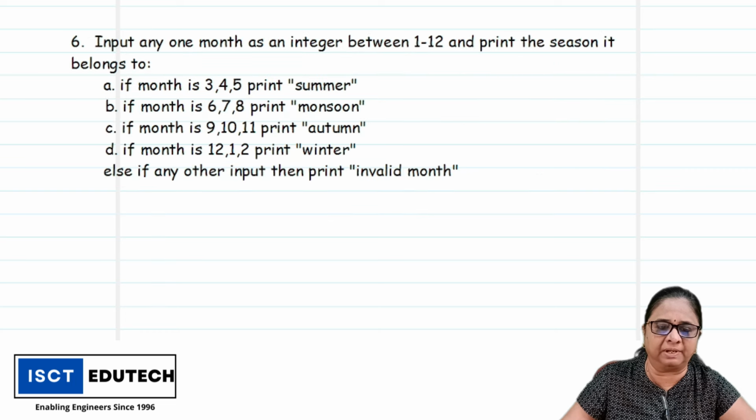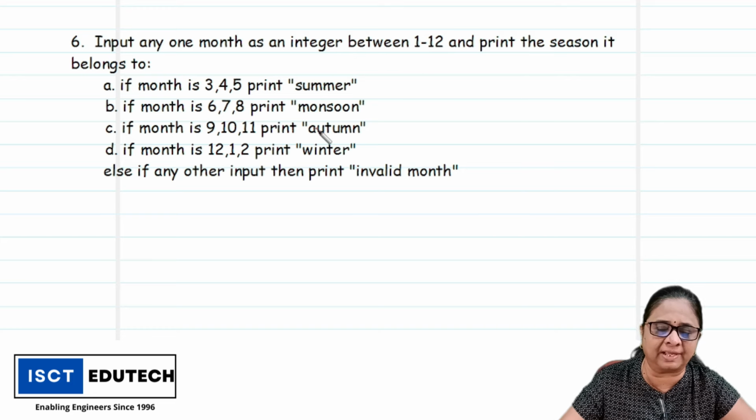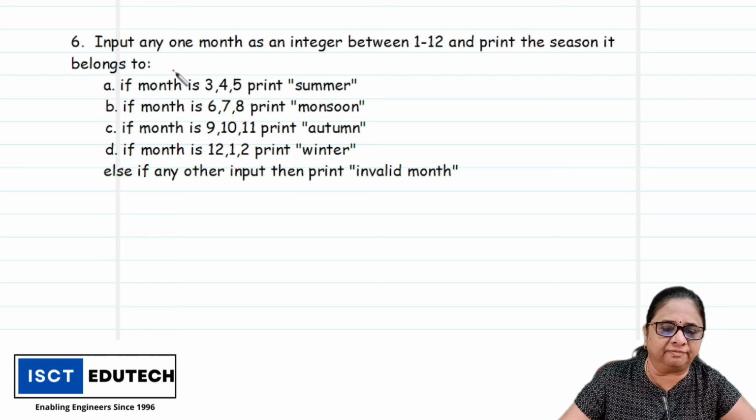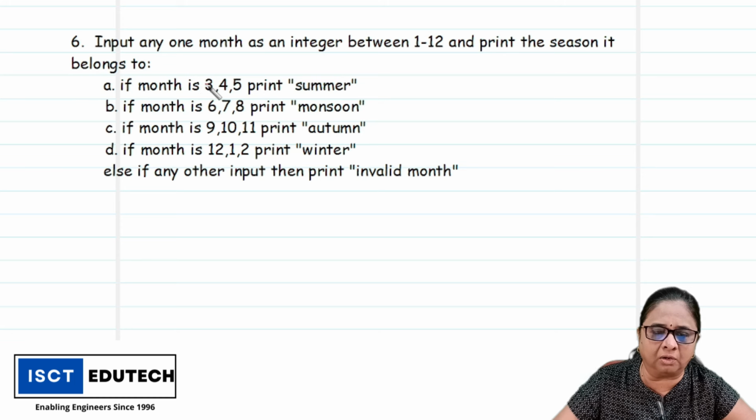Another practice example. I want to input any one month as an integer. Suppose I say 3 as an input, or if I say 5 as an input and so on, then I need to print the corresponding season. So if the input is 3 or 4 or 5, if it is equal to any one of them, print it as summer. Similarly, if the input is equal to any one of these, print it as monsoon and so on. So I have given 5 solutions. So this is going to be a combination of multiple if along with logical operators. Do this as a practice example.